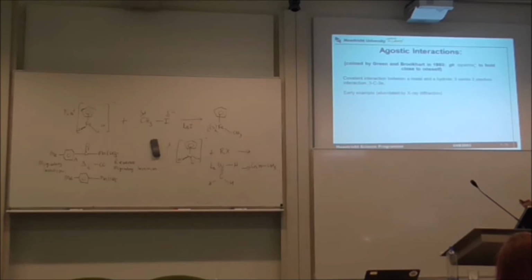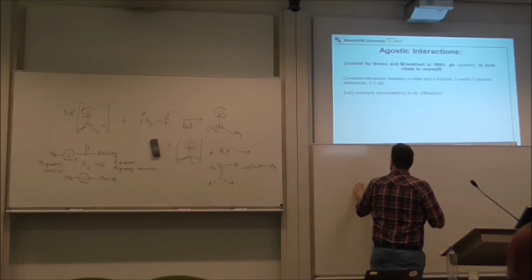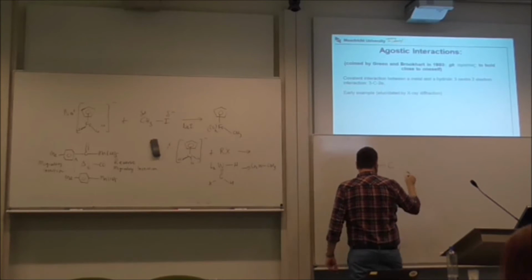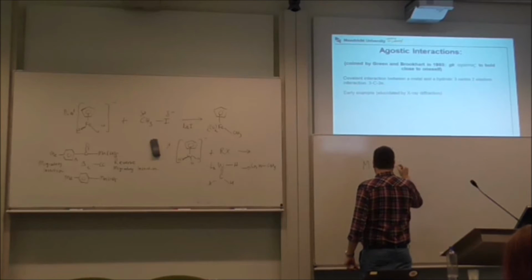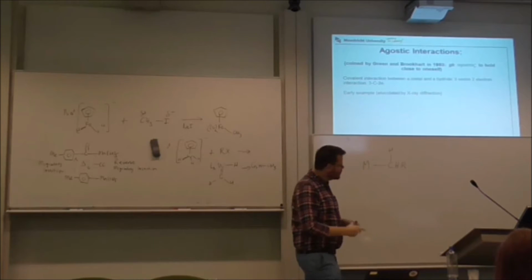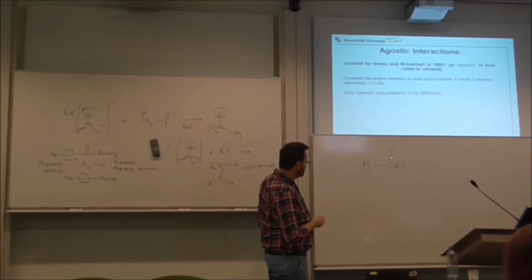And the way to think about an agostic interaction is that you have a metal, a transition metal, you have let's say some group here, some alkyl chain, and this is an agostic interaction. This is what we would call an alpha agostic interaction. So here you have a carbon-hydrogen bond that's interacting with a metal.